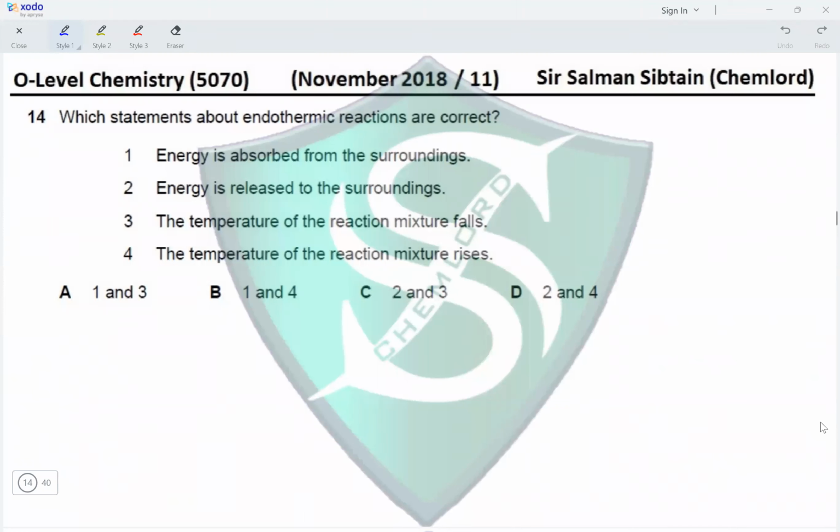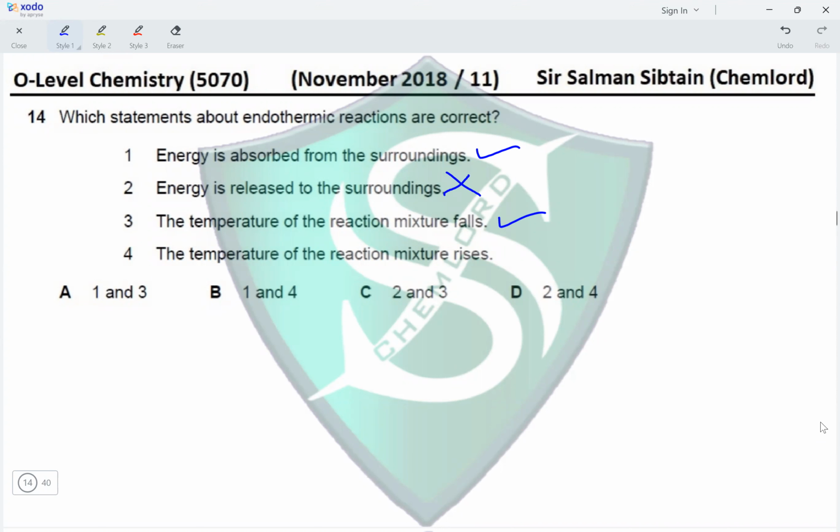So this makes option B the correct option for this question. Question 14. Which statements about endothermic reactions are correct? Energy is absorbed from the surroundings? Yes. Endothermic means energy is taken in. Energy is released to the surrounding. That is what happens in an exothermic reaction. Temperature of the reaction mixture falls. Yes, temperature decreases during an endothermic reaction because energy is taken in.